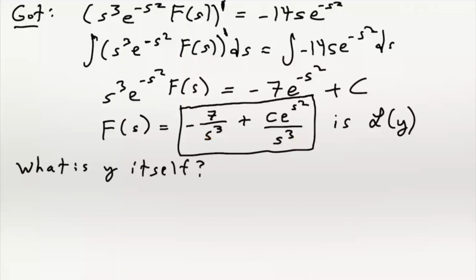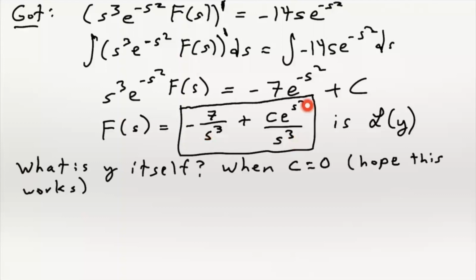And what is y itself? Well, something like e to the s squared, we've never seen a Laplace transform that looks like that. But we just want a solution. And when c is 0, then it just becomes negative 7 over s cubed. So what we can do is we'll just let c be equal to 0 and look at just the inverse transform of that and hope that it satisfies those initial conditions. And it will. So then y is the inverse transform of negative 7 over s cubed.